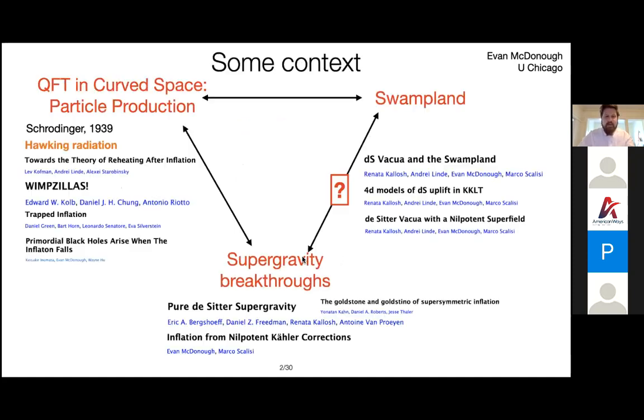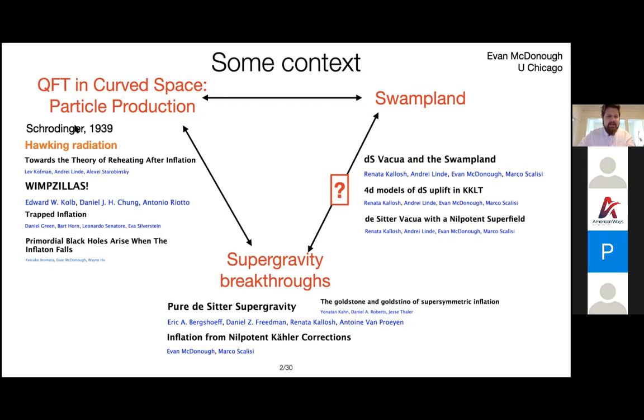But first, I'd like to just start by laying out some of the broad context, which is that I'm going to be tying together three distinct threads. And I guess I'll mention that to me, one of the most exciting things is getting to tie together different directions into one cohesive narrative. So the cornerstone of the analysis, and I'm going to present numerics and analytics, is this phenomenon of particle production from looking at quantum field theory in curved space.